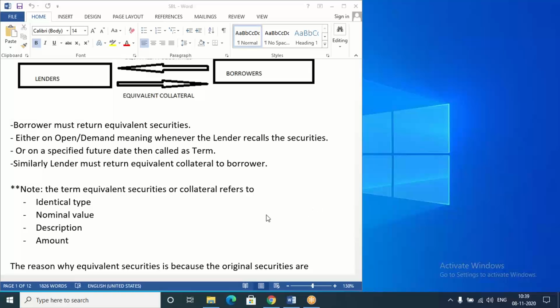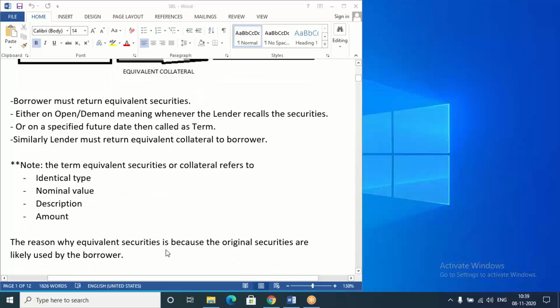The term equivalent securities or collateral refers to identical type, nominal value, description, and amount. The reason why equivalent securities is because the original securities are likely to be used by the borrower. Is everyone clear with the basics of what is stock borrow lending now?